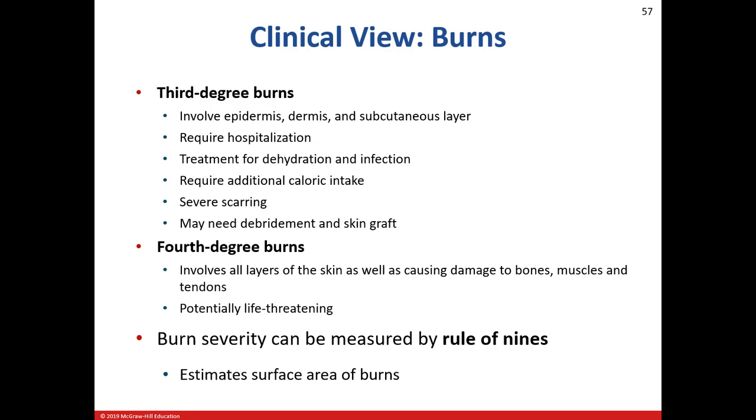But a 4th degree burn involves all layers of the skin, as well as causing damage to the bones, muscles, and tendons. So we've actually gotten deeper into the tissue. We're going down to really the depths of whatever part of the body got burned. And obviously, because of this, we know 4th degree burns are very potentially life-threatening. Okay. Now, burn severity can be measured by what we call the rule of nines. And the rule of nines helps us to estimate the surface area of those burned areas.